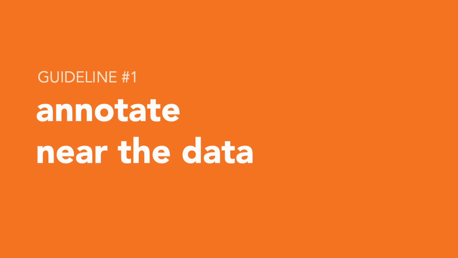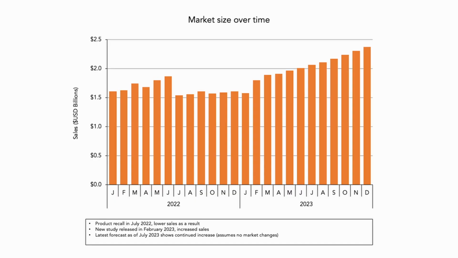Let's jump right in. First guideline is to annotate as close to the data as possible. Now, really what this means in practice is putting that annotation directly on the graph if you have the space. Now, if we look at the previous example, you probably noticed there's absolutely no space on the graph. So technically, that bulleted list right below the chart is about as close as we're going to get. Could maybe move it off to the side, but it's still off the chart itself.